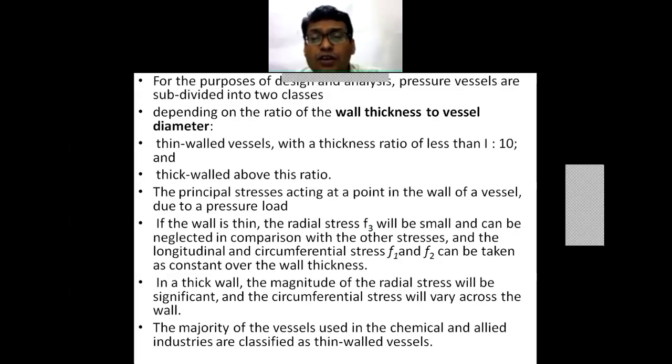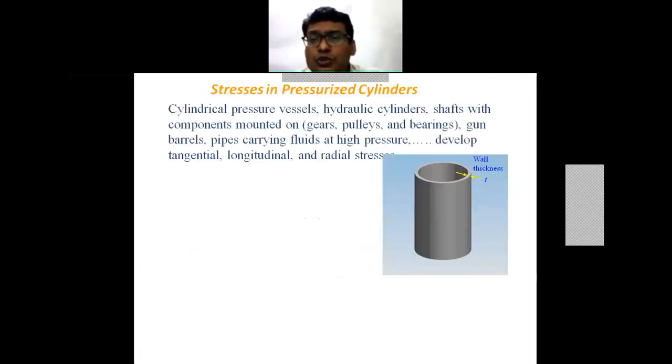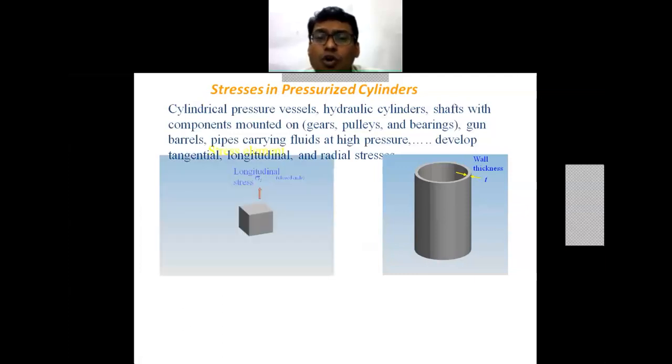Now, in case of a thick wall, the magnitude of radial stresses will be significant and the circumferential stresses will vary across the wall. That we will see in the subsequent class. The majority of the vessels used in the chemical and allied industries are classified as thin walled vessels. So generally we will try to analyze how the stresses will be developed inside the vessel because of the internal pressure.